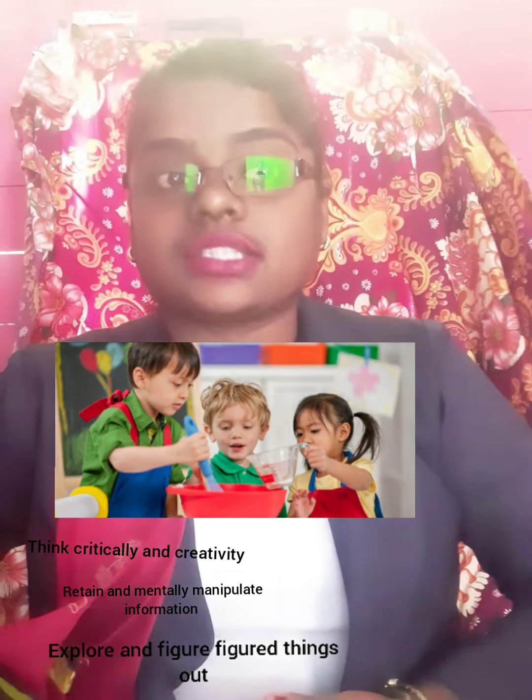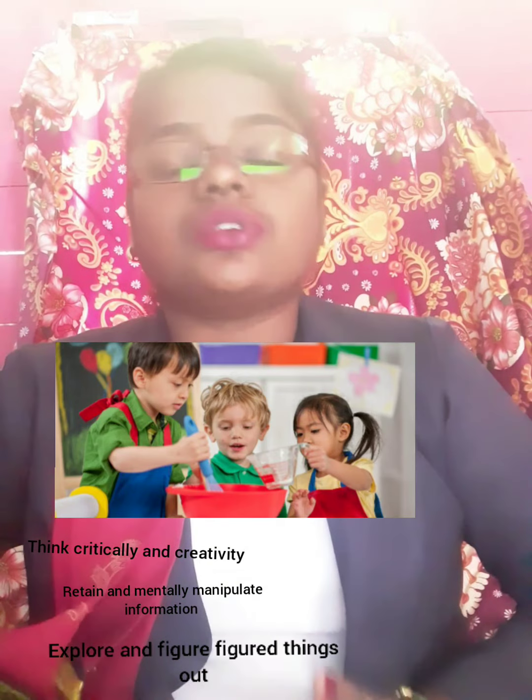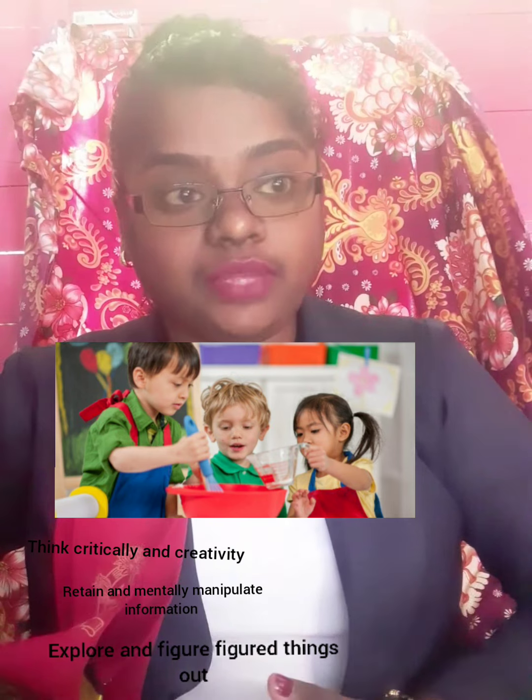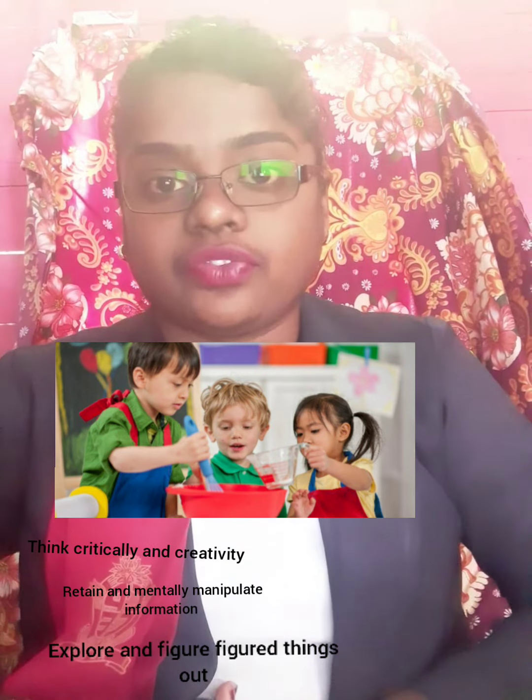So the first question you might want to ask is, what is the cognitive pathway of development? So here it is. This pathway refers to an individual's ability to think creatively and critically, also to retain and mentally manipulate information, and to set and work towards, that is, accomplish, desired goals. Cognitive development involves how children think, how they explore and figure things out. It also refers to things such as memory and the ability to learn new information.